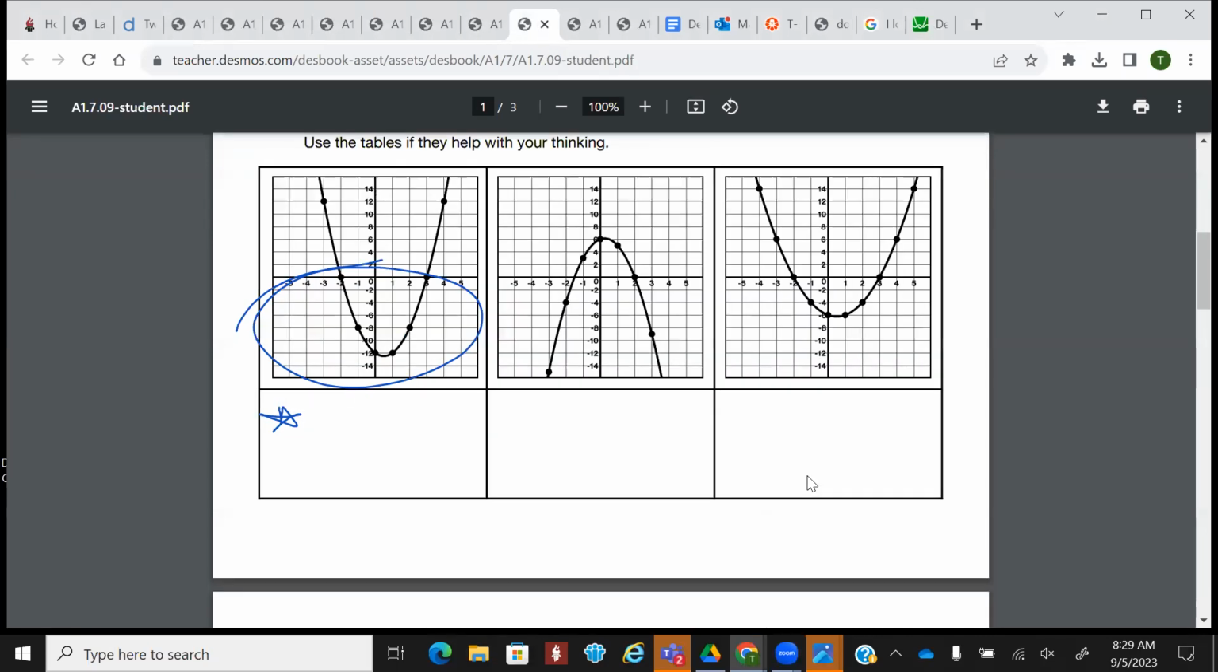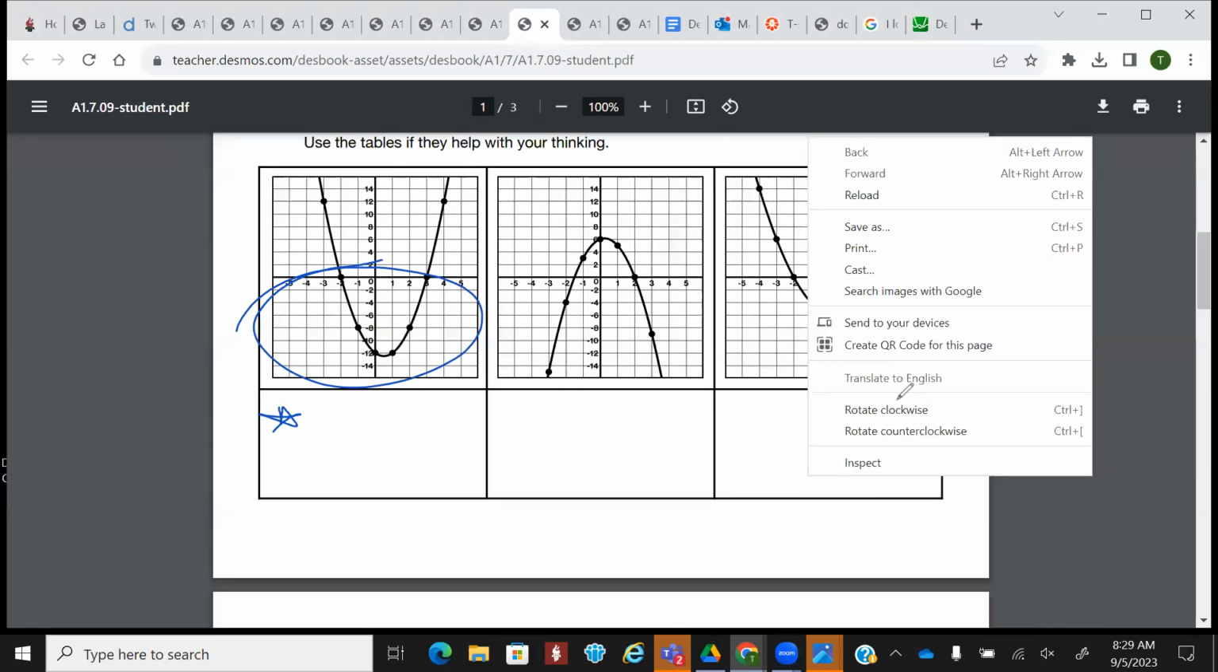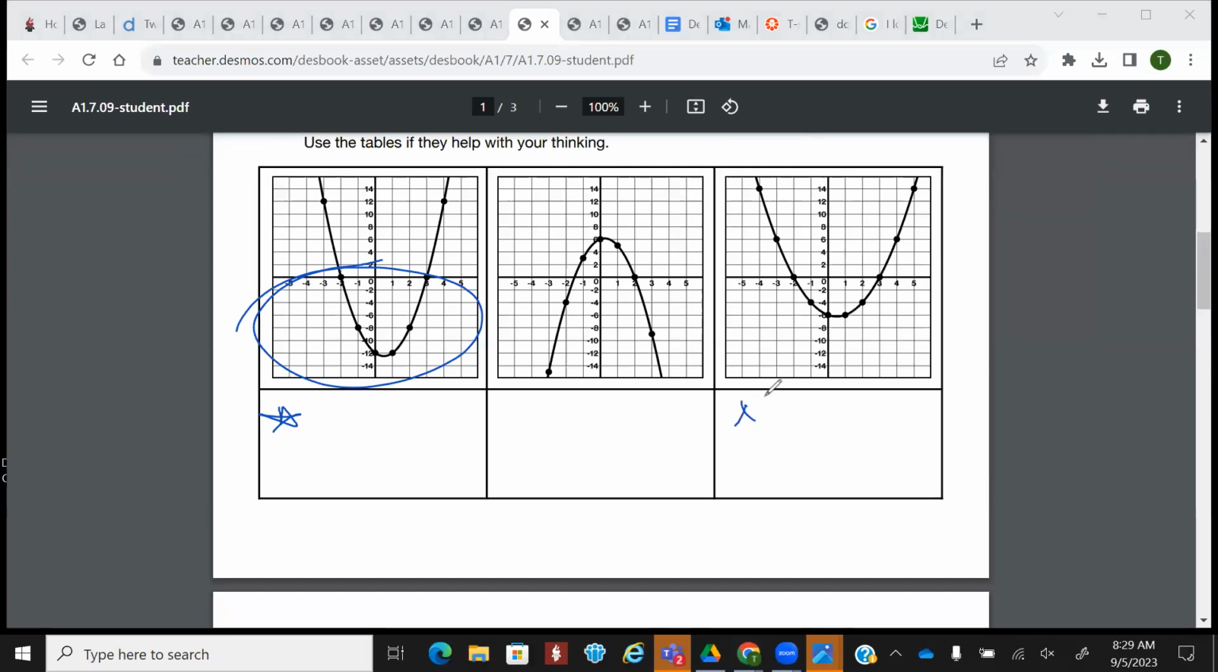Okay, so down here, you're going to write those two equations down here. So you're going to write x squared minus x minus 6, and then x plus 2 times x minus 3. You're writing both of those equations. This is the standard form, and then this is the factored form.